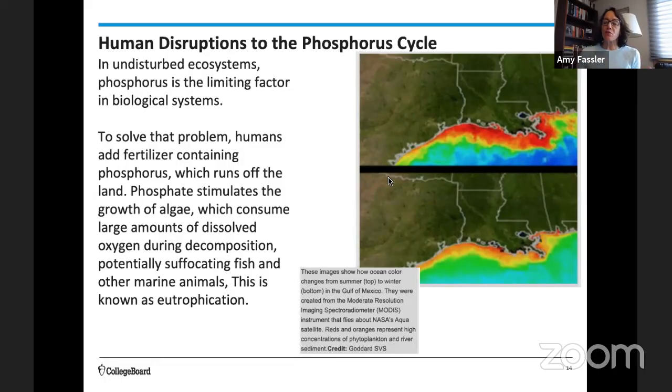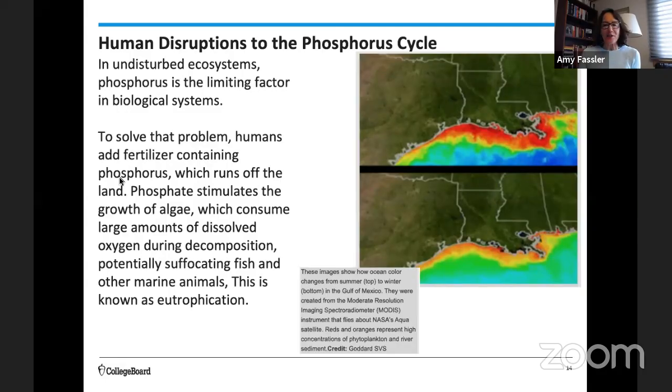Humans disrupt the phosphorus cycle because phosphorus is such a limiting factor in biological systems, because of the slow breakdown of rock and sedimentary uplift. We often have to add phosphorus-containing fertilizer to an agricultural field to get good productivity, a good yield. We even put so much phosphorus on our lawns just to cut them every week and not really harvest any food. Doesn't really make much sense. But a lot of that phosphorus is going to run off into an aquatic ecosystem.